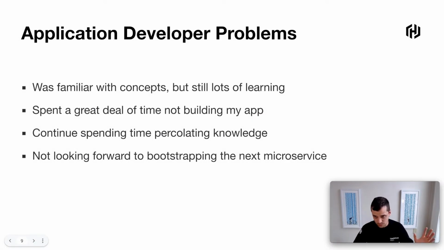So what were the problems from Danielle's perspective? She started being familiar with all the concepts on how to deploy an app, but she still had to do a bunch of learning. She spent a great deal of time not building her app, doing the thing that she's ostensibly paid to do and measured on doing well. She's going to have to continue spending a bunch of time percolating that knowledge throughout the rest of her team, and she is not looking forward to bootstrapping the next microservice. She knows what she's in for now to pull it off, and she knows it's not trivial.